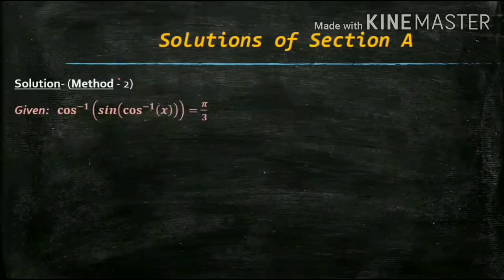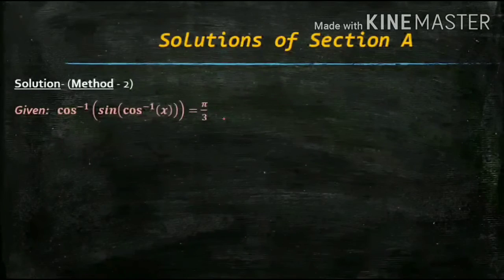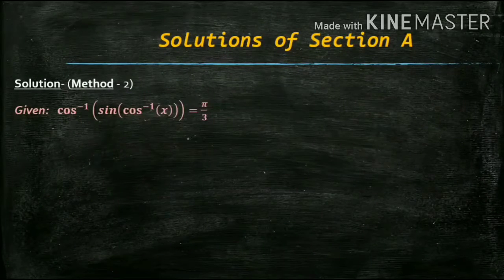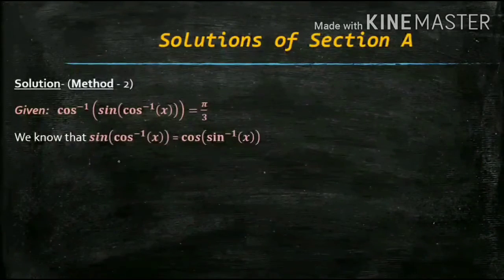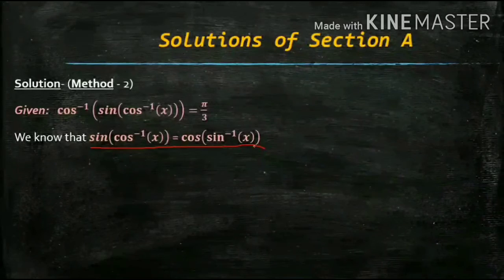It was given to you that cos inverse of sine of cos inverse of x is pi by 3. What else can you do if you can't just take these all over there? Can you write this: sine of cos inverse x equals cos of sine inverse x?